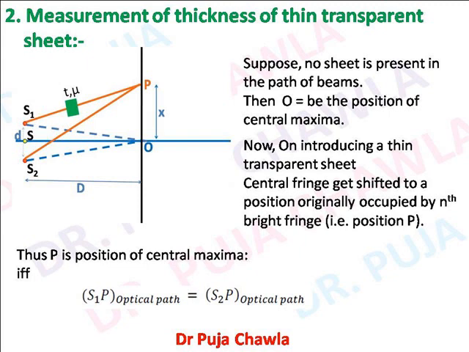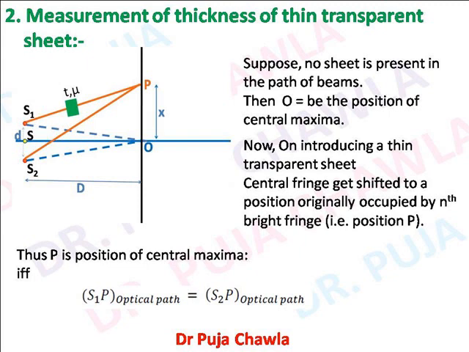Let us start the experiment of Fresnel Biprism without any thin film. So what would be the position of central maxima? Point O. Why point O? Because point O is equidistant from S1 and S2, because the path difference between S1O and S2O is 0. That's why O was the position of central maxima.